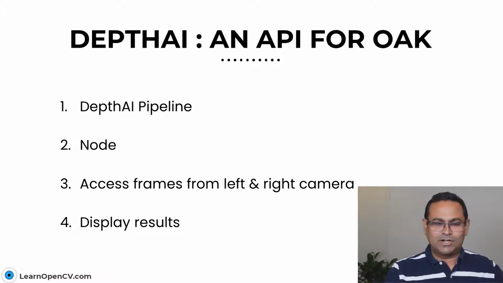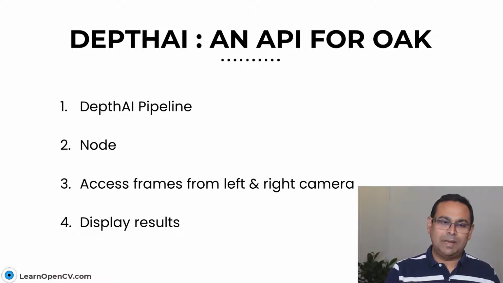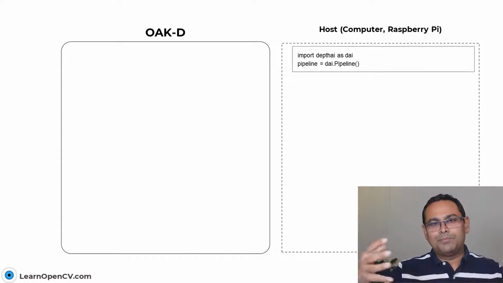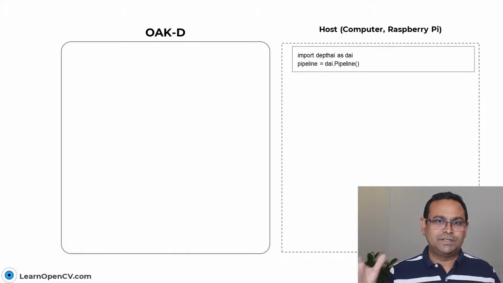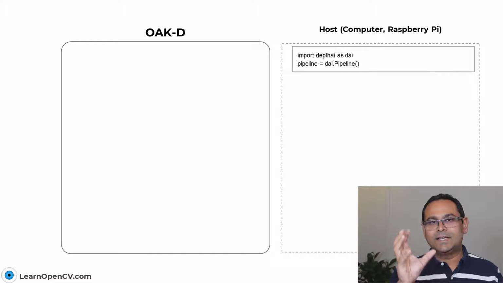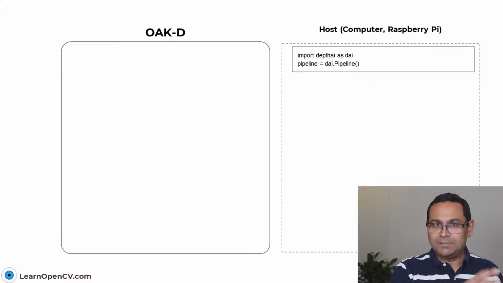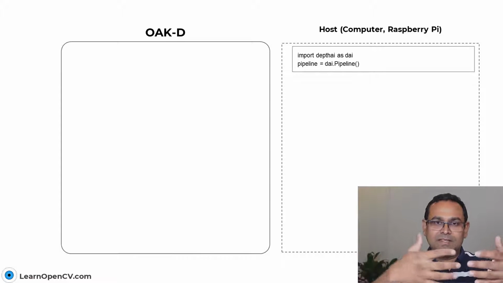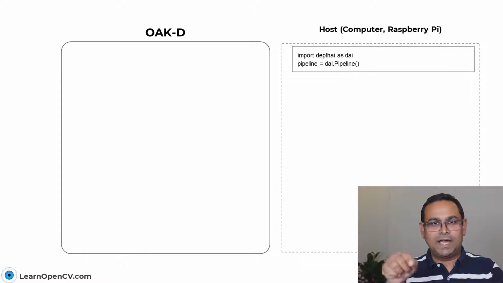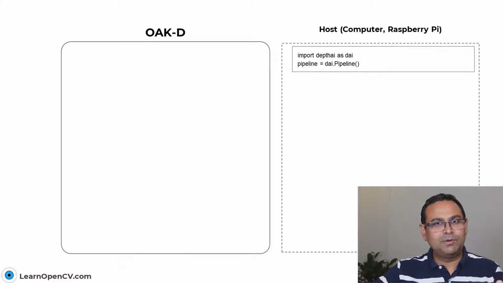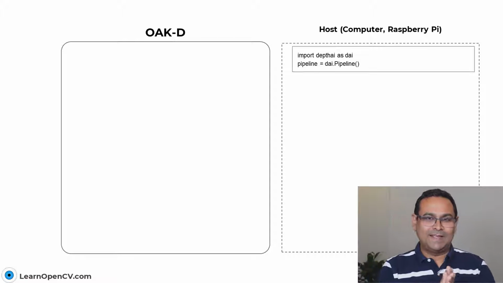So let's get started. What is a DepthAI pipeline? It's basically a collection of nodes. The pipeline is a collection of nodes, and a node is a unit with some inputs and some outputs. And the pipeline is basically a collection of these nodes that you tie together. The output of one node goes into the input of the next node, and so on. And it is best explained by way of an example.